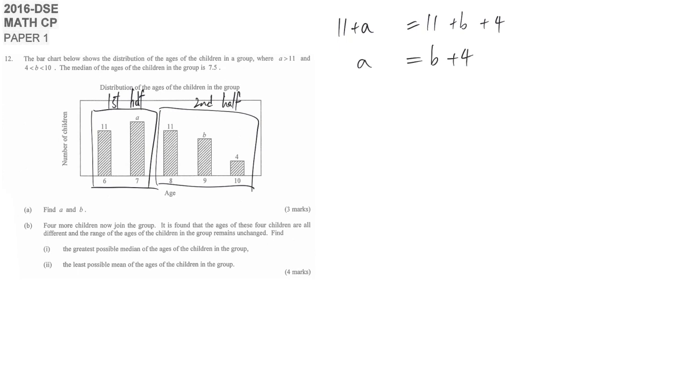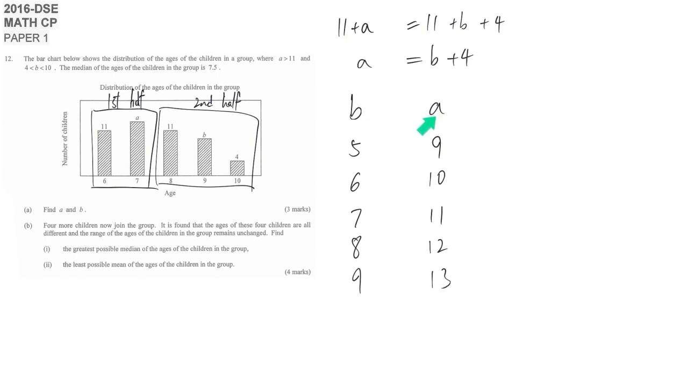After we have the equation, we try to list out some combinations. Maybe we start from B, because B is the input and A is the output here. So for B, the possible values can be 5, 6, 7, 8, 9, but it can't be 10. The corresponding value of A: if B is 5, then A will be 5 plus 4, which gives us 9. If B is 6, then A is equal to 10, then 11, 12, 13.